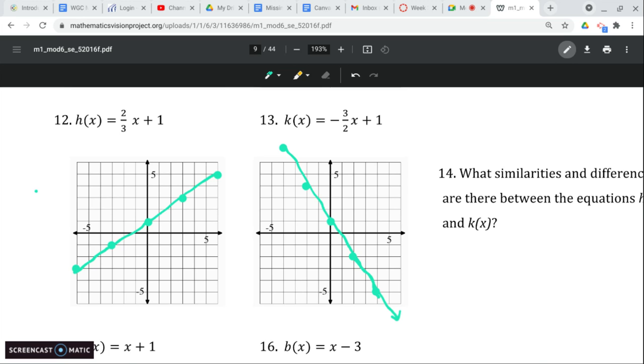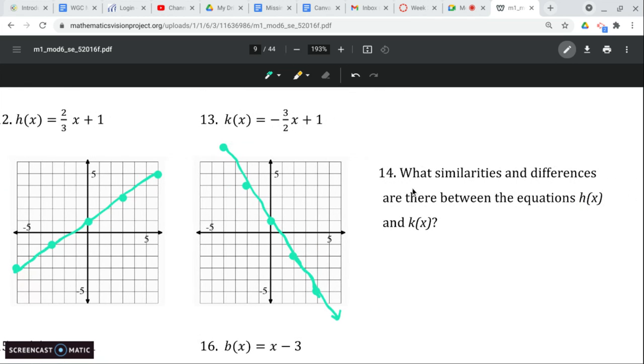All right, so for 14, it says, what are similarities and differences? What similarities and differences are there between the equations? Well, like we said, same y-intercept. That's the exact thing. What do we notice? Is there anything else the same? No, one's going up and to the right, the other's going down and to the right. So we have one positive and one negative slope.